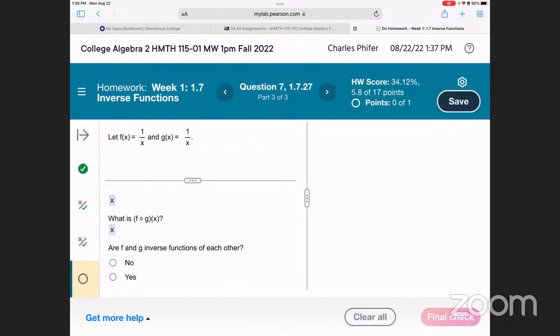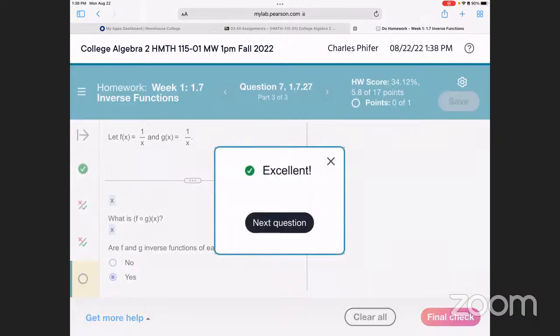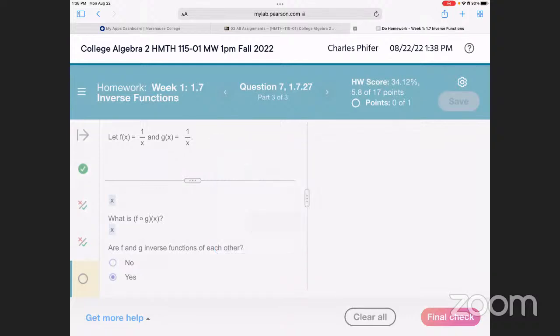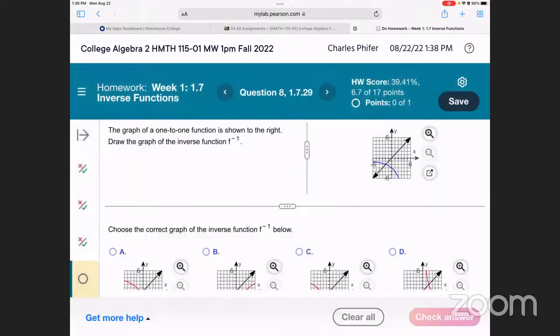So then are these inverses? We would say yes. If I need to show those details, just let me know. I think you can unmute yourself. Could you show me those? Okay, we can go back.